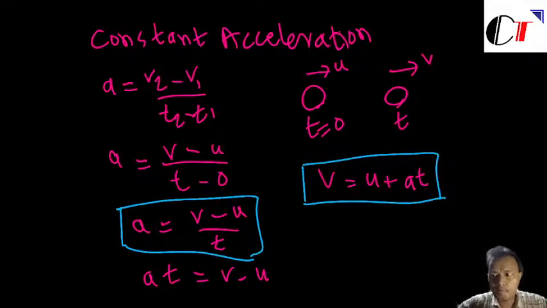Now we have two sets of equations. The first equation is for finding constant acceleration if we know the initial and final velocities and the time, or if we know the acceleration and time and the initial velocity, we can find the final velocity using v is equal to u plus at. So please have those equations in mind, and now we will link it to our free falling motion.